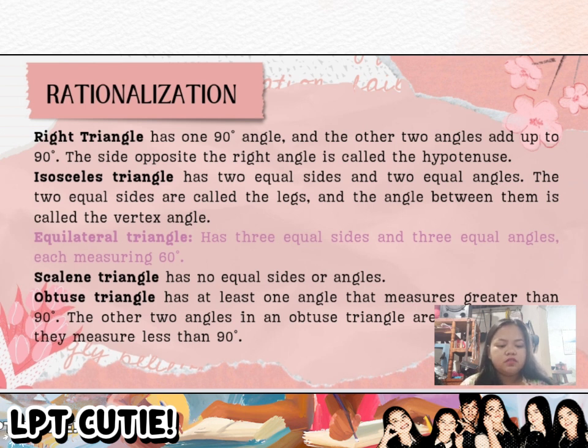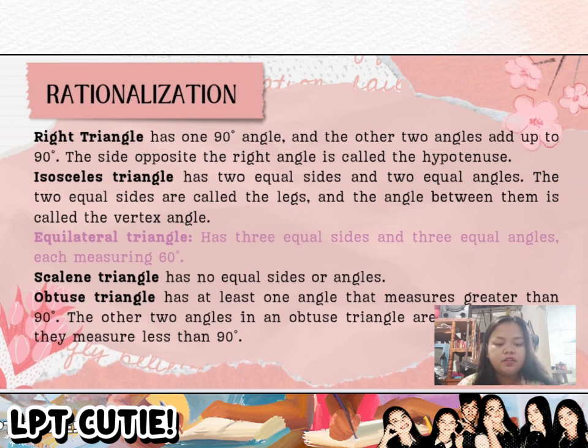So when we talk about right triangle, it has a 90 degrees angle, and the other two angles add up to 90 degrees. So the side opposite of the right angle is called the hypotenuse. So isosceles triangle has two equal sides and two equal angles. The two equal sides are called the legs, and the angle between them is called the vertex angle.